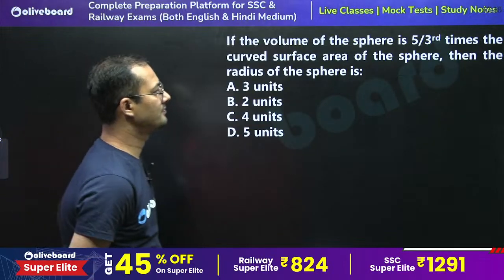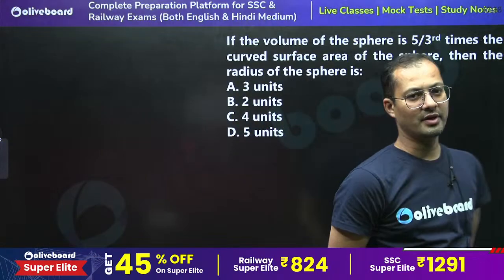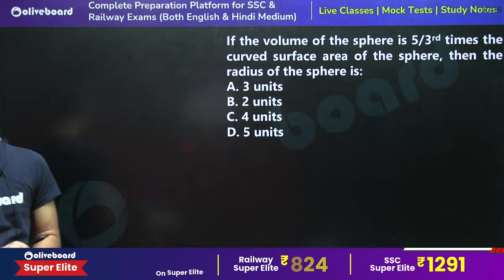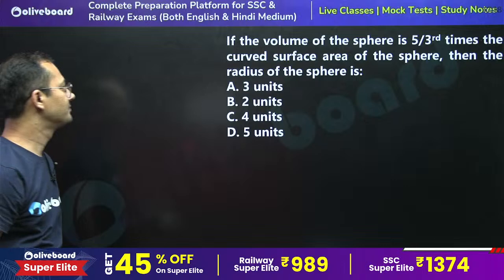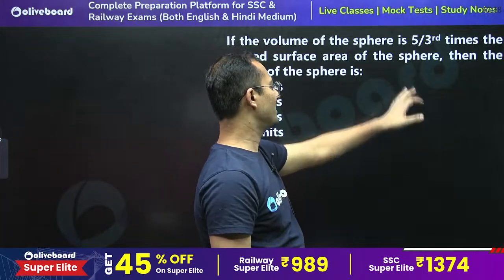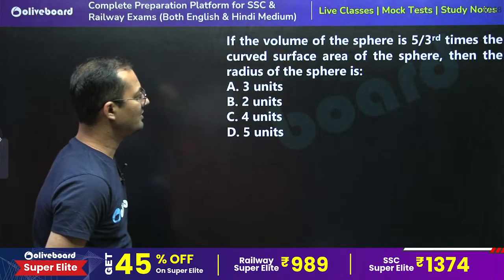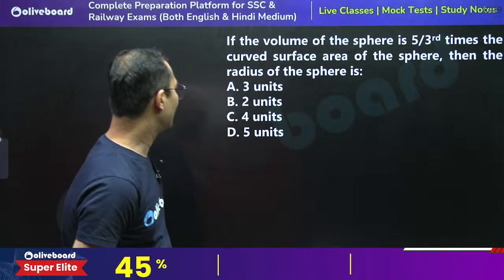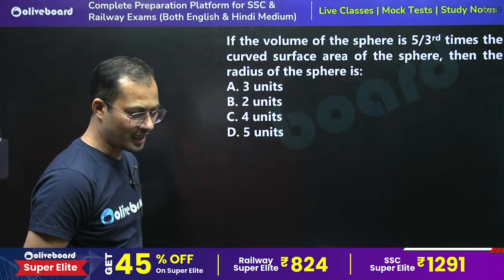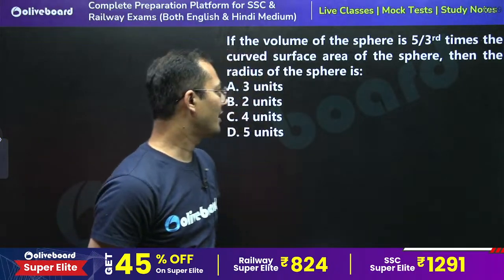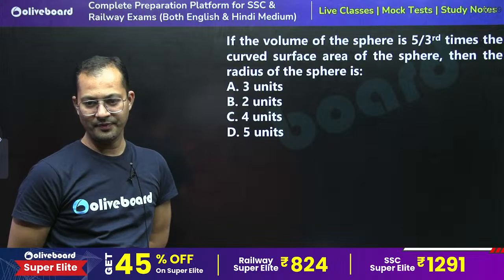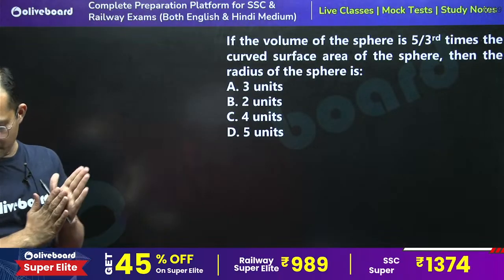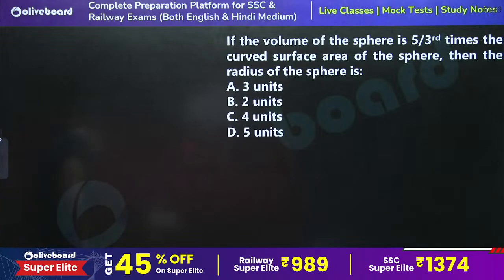So moving forward, tell me what is the answer for this question. If the volume of the sphere is 5 by 3 times the curved surface area of the sphere, then the radius of the sphere is. Now you have to tell me what is the radius of that sphere. Be fast, be quick. Tell me what is the answer.